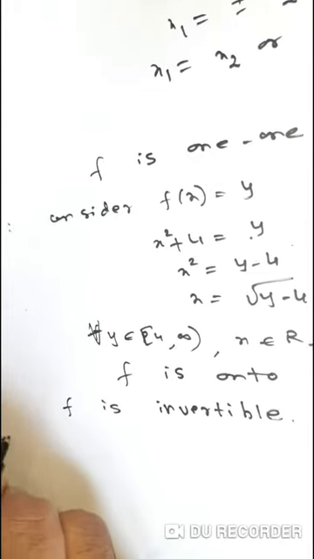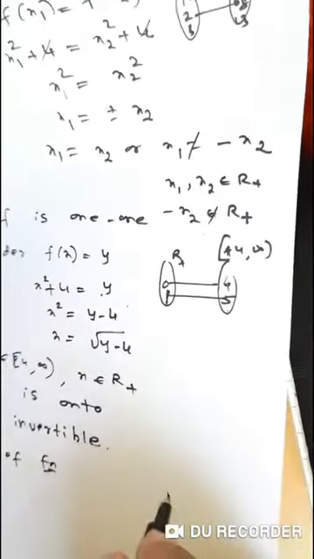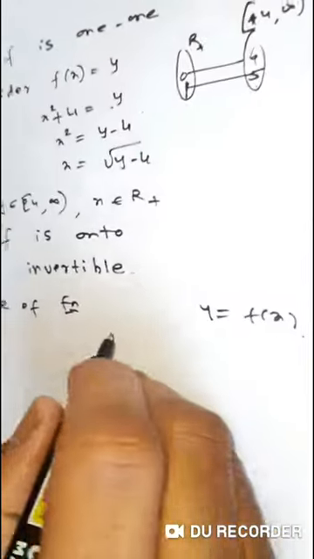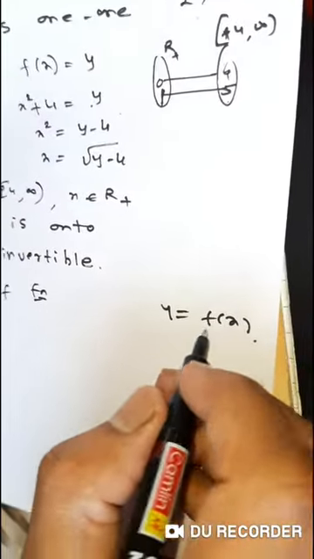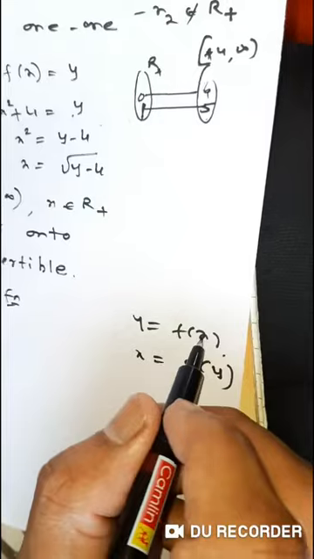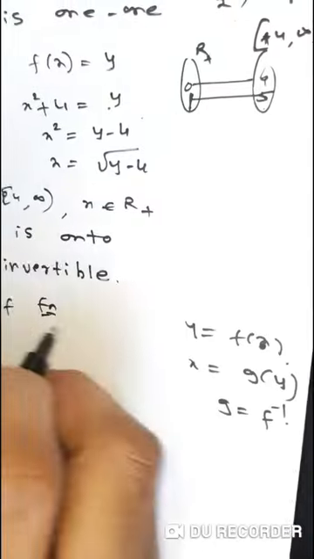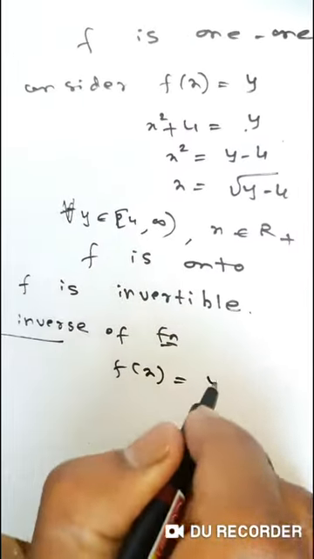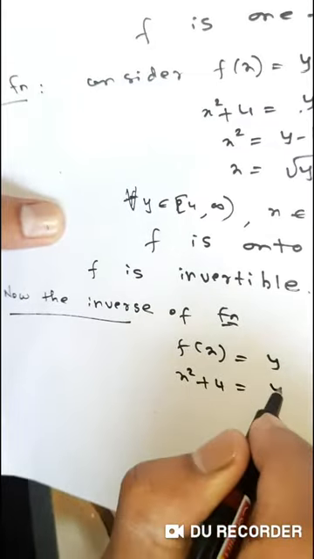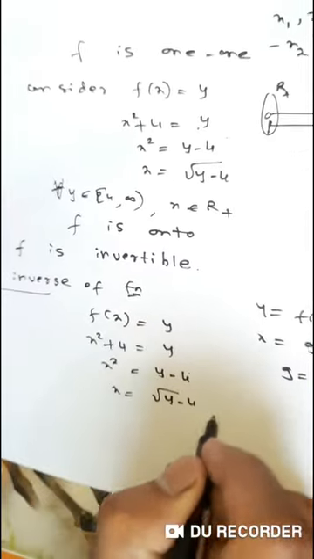Now the inverse of the function. So we know, y equal to f of x is a given function f. There exists a function g such that x is equal to g of y. So we have to determine from this x in terms of y, which is g of y, and g is called the inverse of the function. So f of x equal to y. f of x is x square plus 4, which is equal to y. x square equal to y minus 4. x is equal to square root of y minus 4, which is g of y, and this is called the inverse of the function.